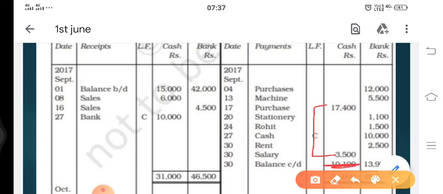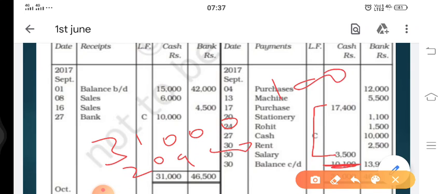Balance carried down will be ignored. So 17,400 plus 3,500 comes to 20,900. So 31,000 minus 20,900, the difference comes to 10,100 rupees. Now what does it mean technically?